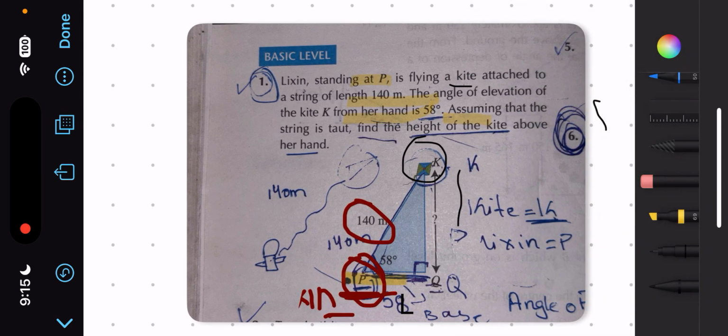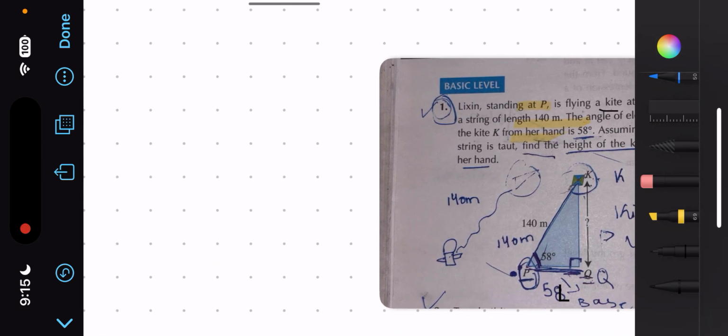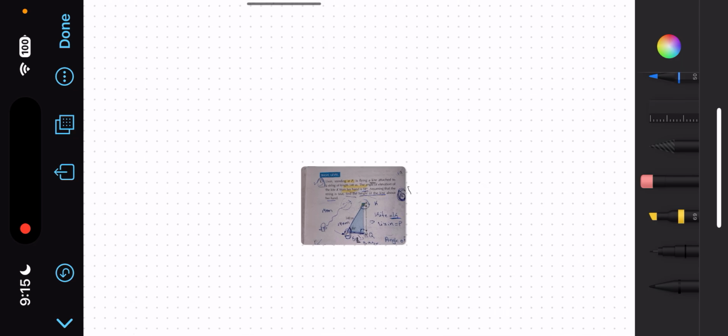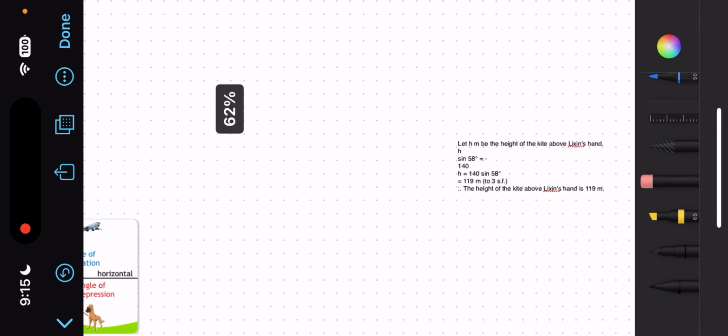Now come towards the question. We have to understand what the question is saying to us. Now we will be solving this whole question. I've already written the answer of the question. Let me present it to you.